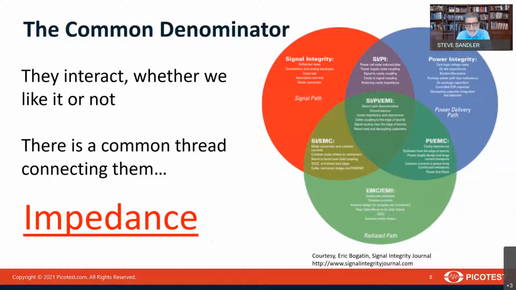But there is actually a common thread that ties all of these together. You may have noticed that in each one of these slides, every time I mentioned impedance, I colored it in red, because that is the common denominator.